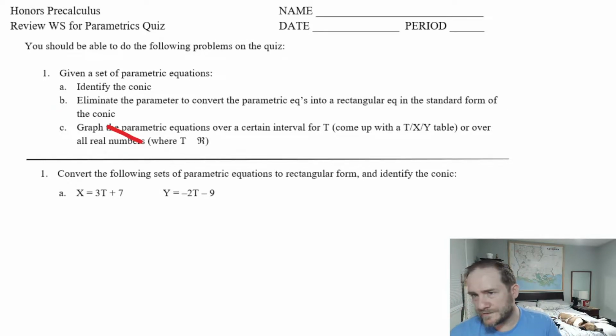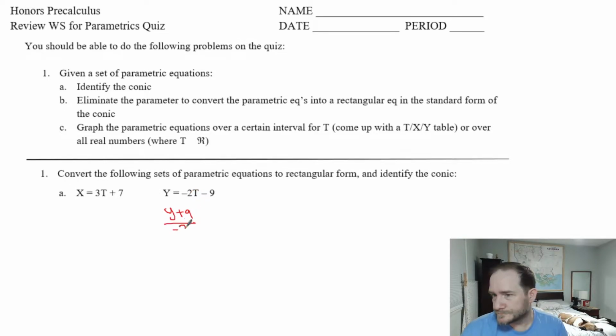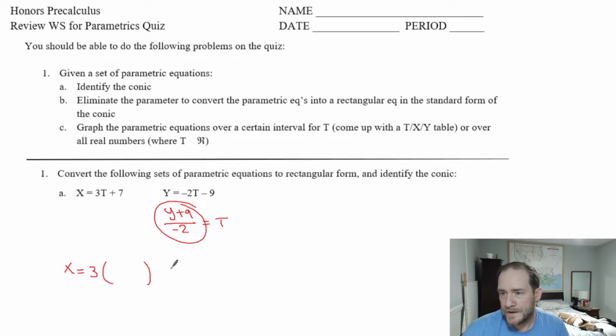So we're going to use that method of eliminating the parameter, which for simple parametrics like this should be easy. You could literally pick either equation and solve it for t. Let's solve y for t. So we're going to add 9 and divide by -2, and that'll give you t. And then all you do now is take that t expression and plug it in for t in the x equation. So instead of x equals 3t plus 7, we'll take all this and we'll plug it in.